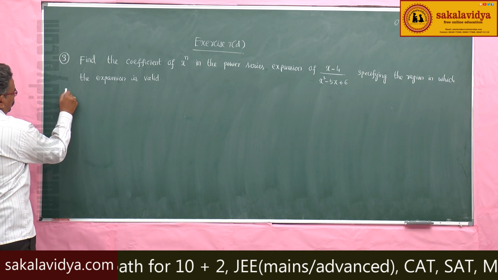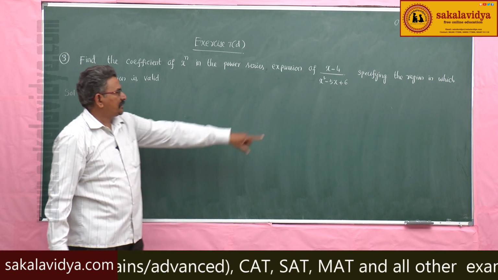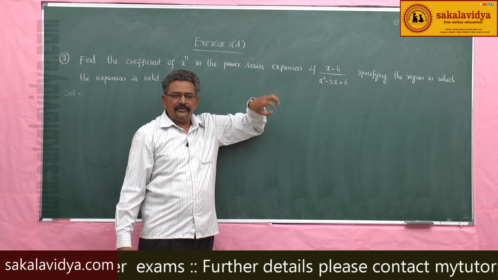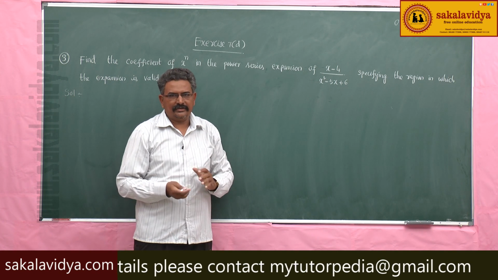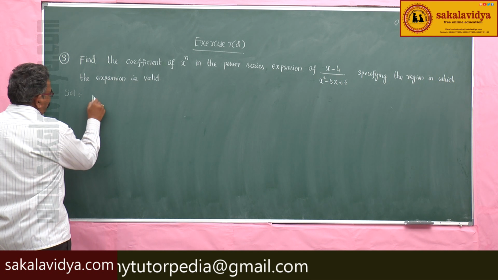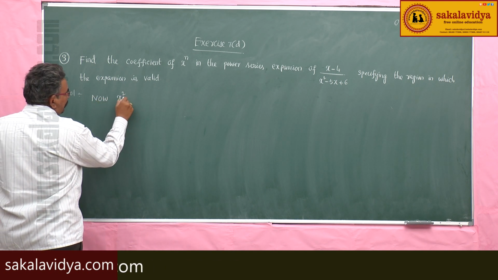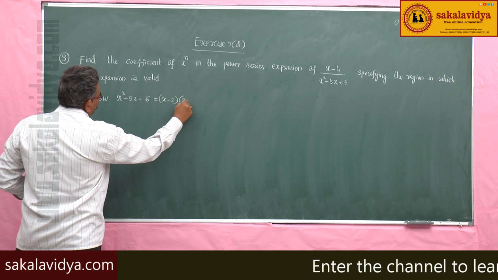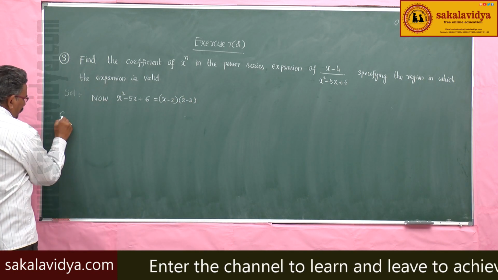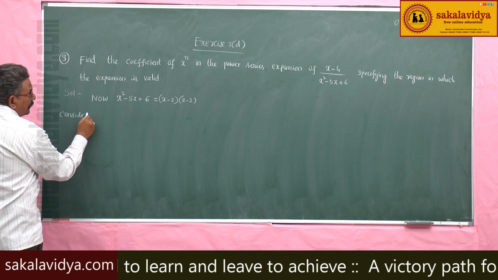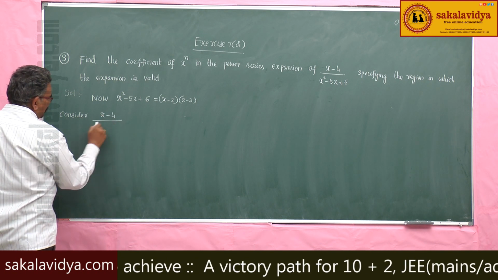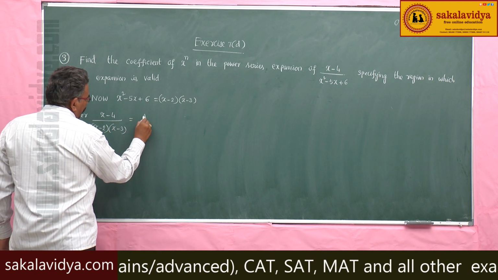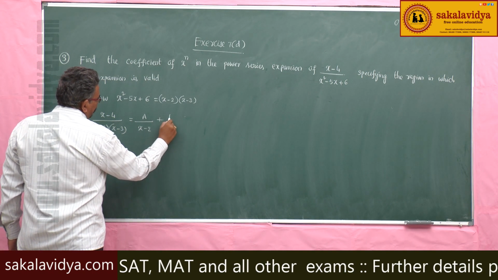So first, to find out partial fractions of this one, see numerator by denominator. Denominator is a reducible quadratic factor. So let us find out the linear factors. Now this x square minus 5x plus 6 can be written as (x minus 2) into (x minus 3). So consider (x minus 4) by (x minus 2)(x minus 3) equals A by (x minus 2) plus B by (x minus 3).